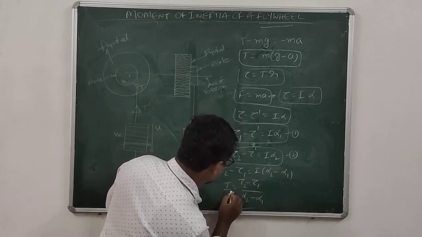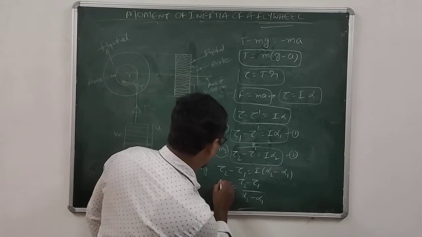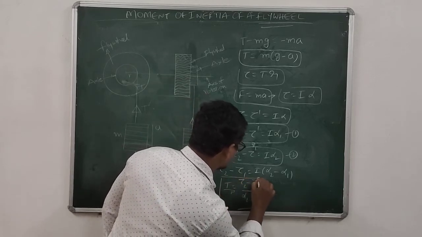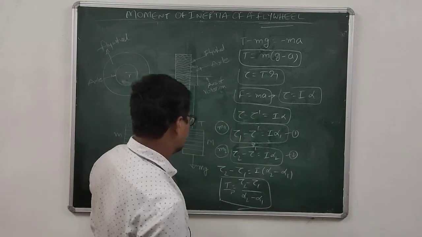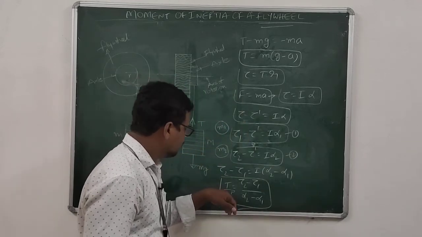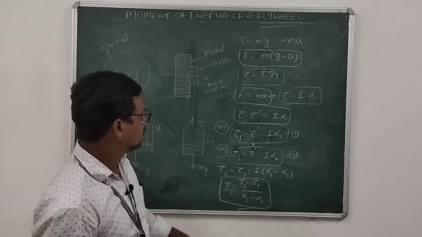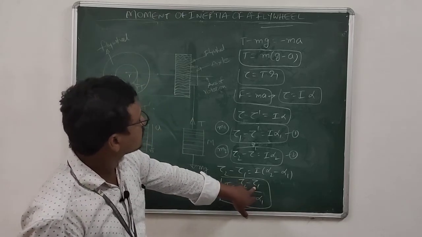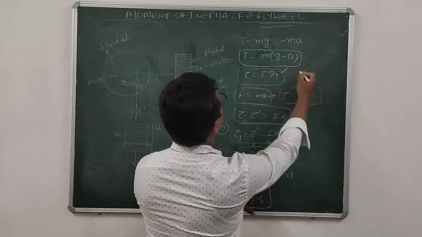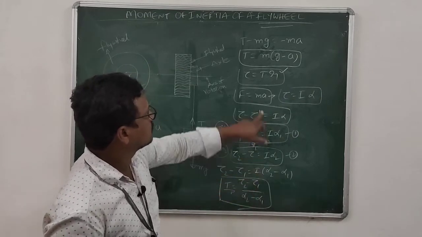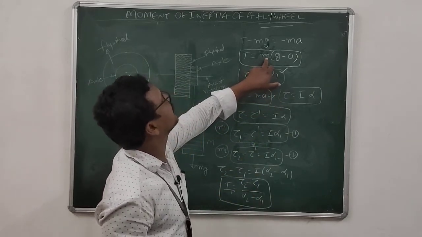This is from the experiment, that is the reason we keep P here. P indicates the practical value. Using this formula, we calculate the mass moment of inertia in the experiment. We know how to find tau: tau equal to T into small r, and for T we know the formula, T equal to m into g minus a.